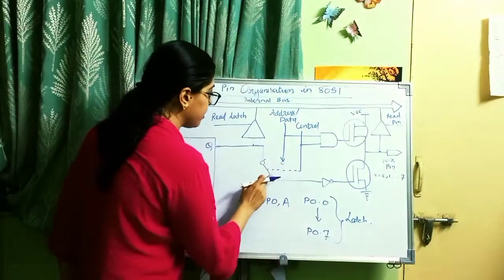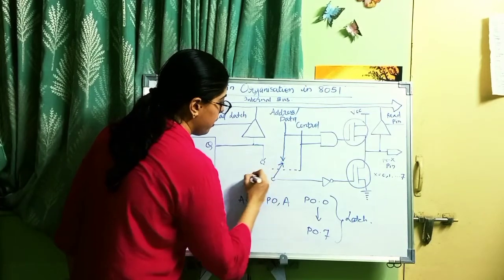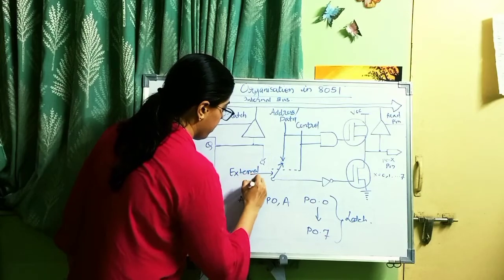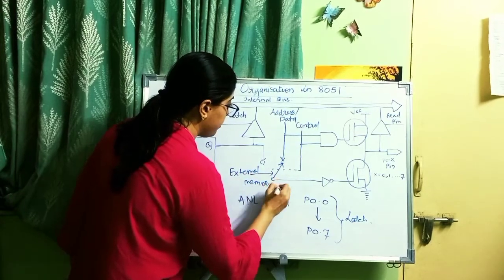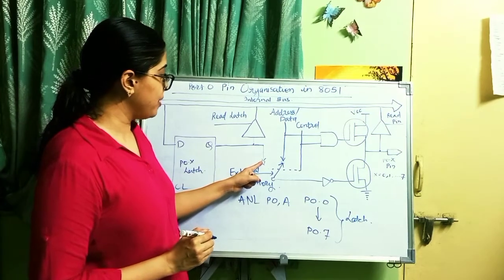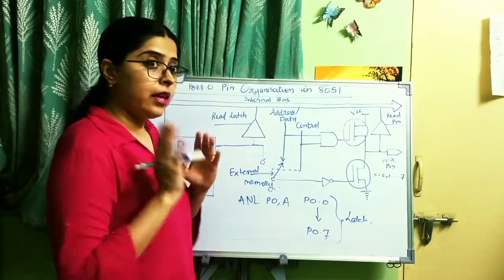It happens like this. Now it is here, then it will move like this in external memory. In external memory operations, the multiplexer changes the output line from latch to address data lines. Alright. Now the game is on.